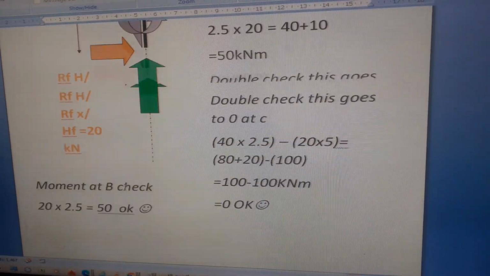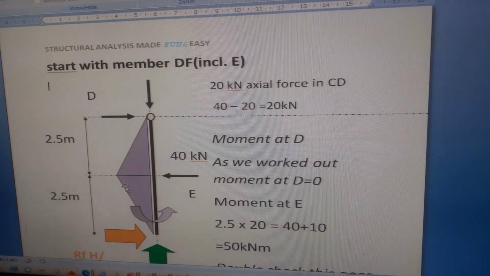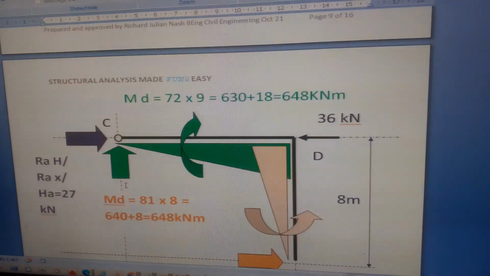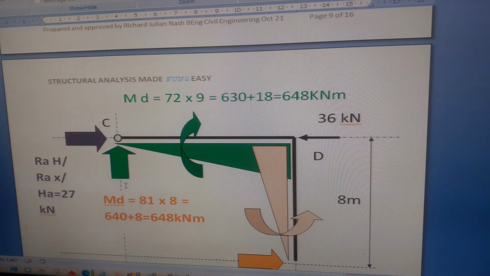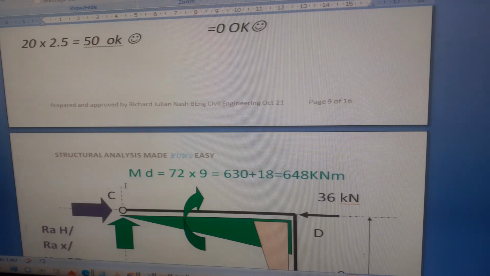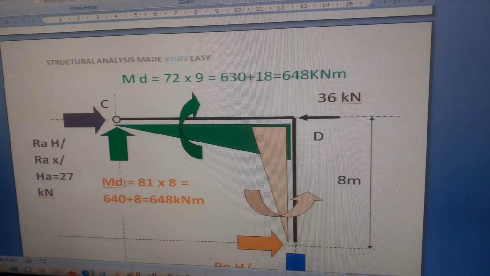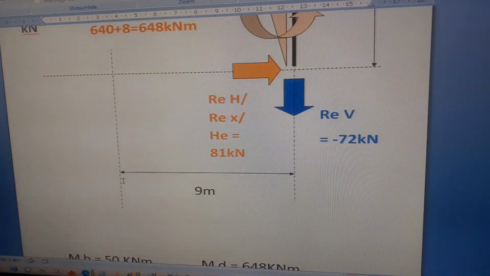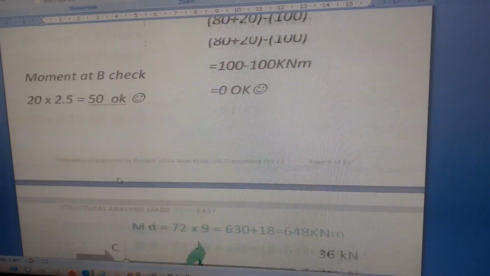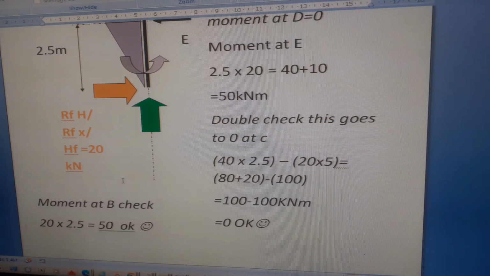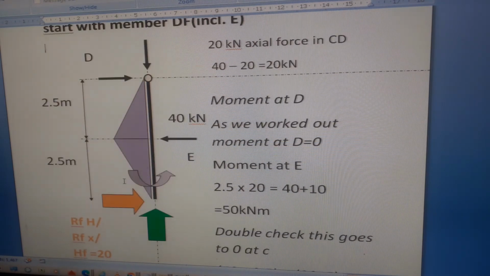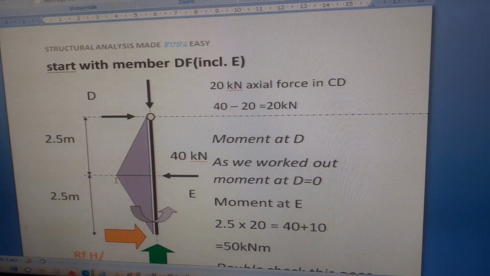Okay, so that's member DEF done. It looks like this bit still needs to be corrected. Sorry about that. So let's call this the end of part 2 of this series. We found the moments in member DEF. So this is going to be at least 4 parts. Hopefully you found that useful.